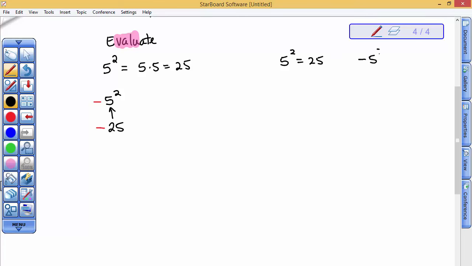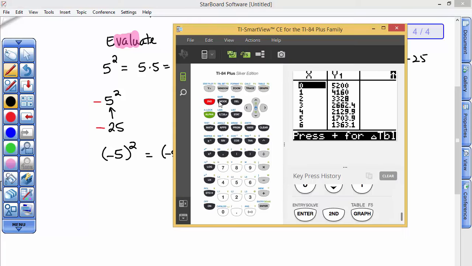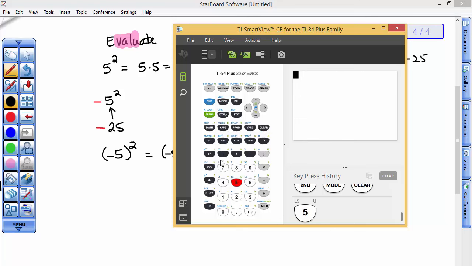However, if I were to put the negative 5 in parentheses, now I really do mean a negative times a negative is a positive. And I want you to know that even your calculator, when you type in 5 squared, no problem. If you tell it to put in the parentheses, oops, didn't mean to. So 5 squared, no problem. If you tell it, I want a negative 5 squared, no problem, but it knows that a negative 5 squared is a negative 25. So you can use your calculator too.